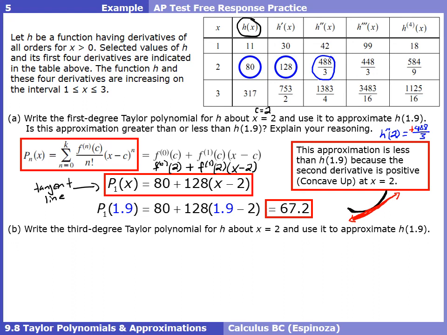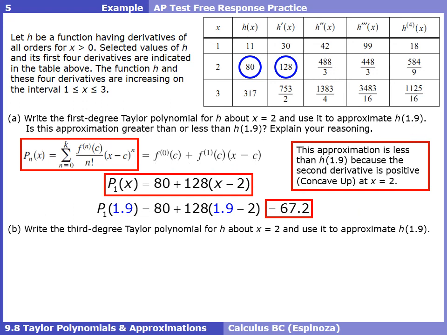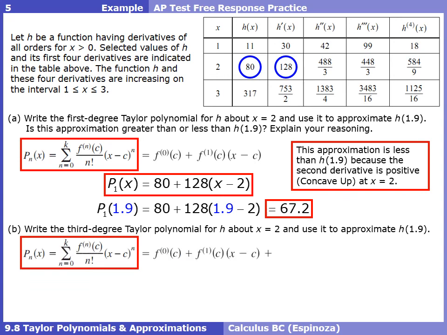Okay, in part B, we just want to write a third-degree Taylor polynomial now. Same thing, centered about x equals 2, and plug in 1.9 again to see what we get. So we just need to take that Taylor polynomial two more steps. The next step would be the second derivative at c over 2 factorial times x minus c squared.